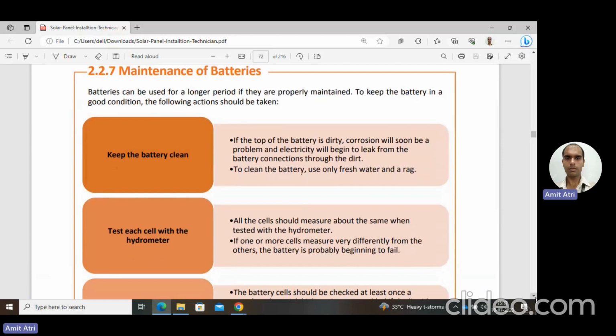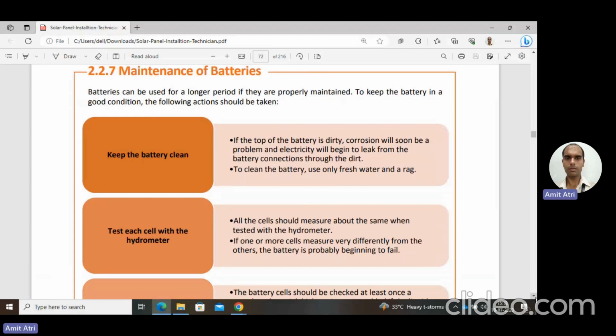So now maintenance of batteries. First of all, proper maintenance is needed so as to increase the life of the battery. So keep the battery clean. First characteristic, you have to keep the battery clean. If the top of the battery is dirty, corrosion will soon be a problem. Electricity will begin to leak from the battery connections through the dirt. Only use fresh water and a rag to clean the battery.